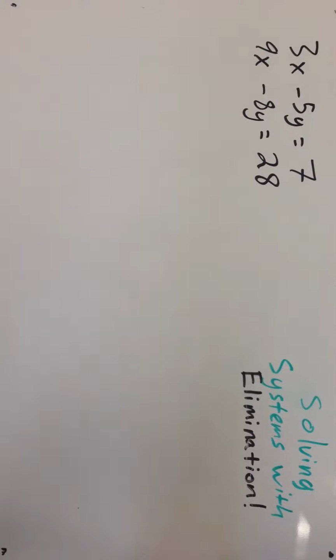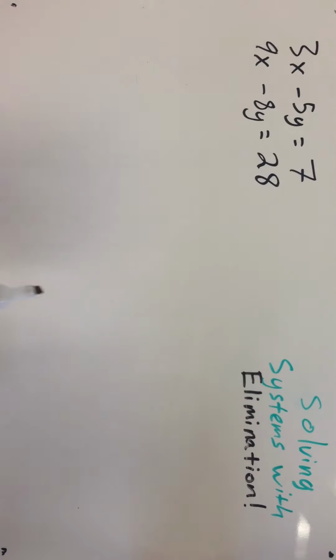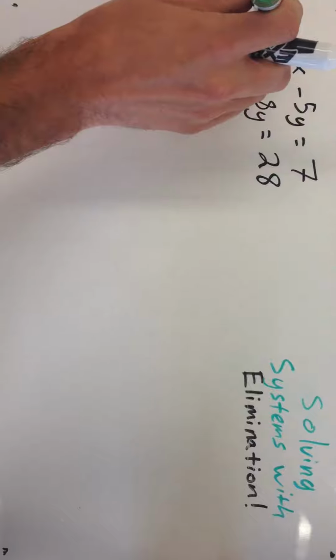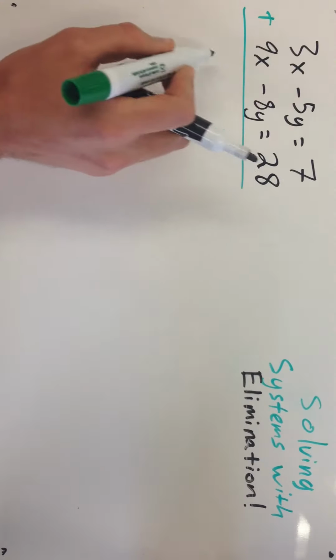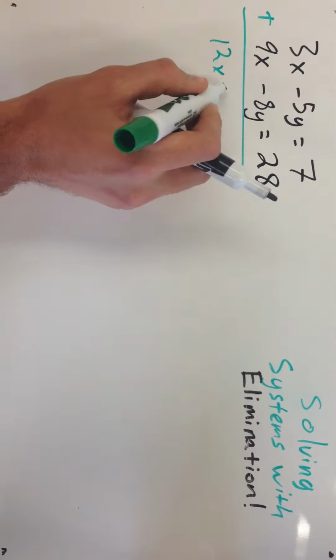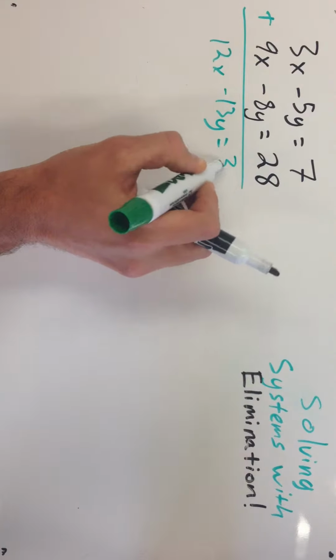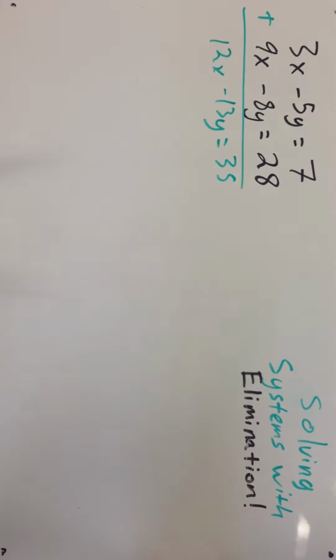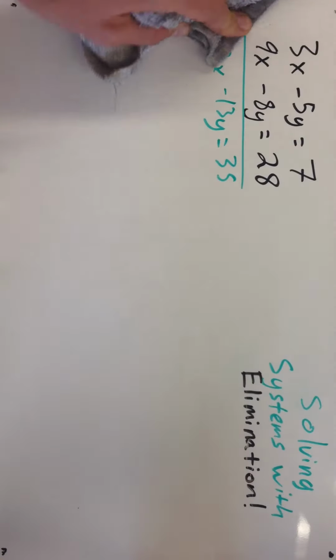If you watched the previous video, when we were solving with elimination, it's very nice. We could just start off right off the bat, adding the two equations together like this, and something was eliminated. Let's try it with this example. 3x plus 9x, that'll be 12x. Negative 5y minus 8y, that'll be negative 13y. And 7 plus 28 is 35. Well, bummer, nothing got eliminated. So we're going to have to try a new strategy.